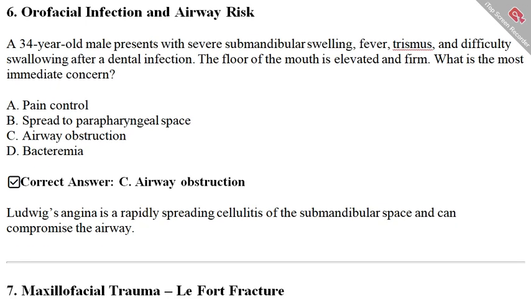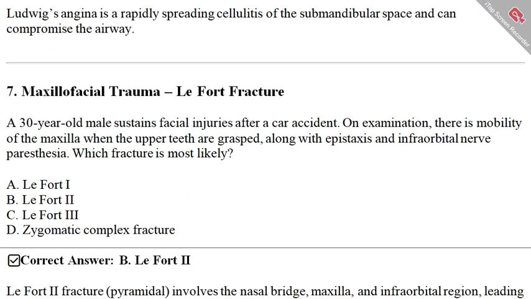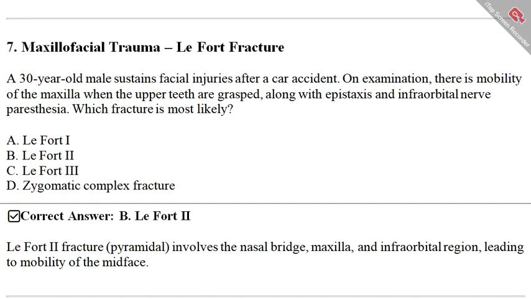Option A is pain control, option B is spread to the parapharyngeal space, option C is airway obstruction, option D is bacteremia. So the most immediate concern in this situation is airway obstruction. Ludwig angina is a rapidly spreading cellulitis of the submandibular space and can compromise the airway.